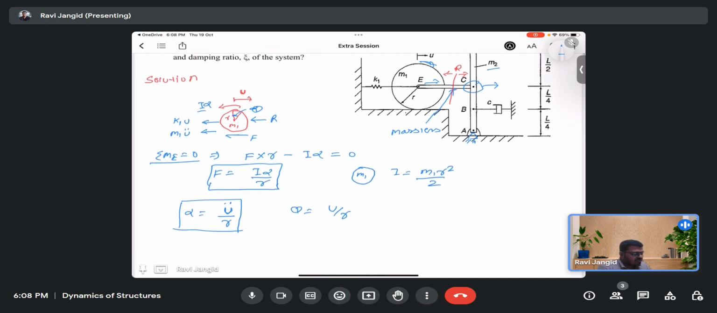If I put the value of alpha into this equation, we get m1 r square by 2 times alpha, which is u double dot by r, times 1 over r. These values will cancel out, and what remains is m1 u double dot by 2. So this is the value of the frictional force f we are getting at that point.